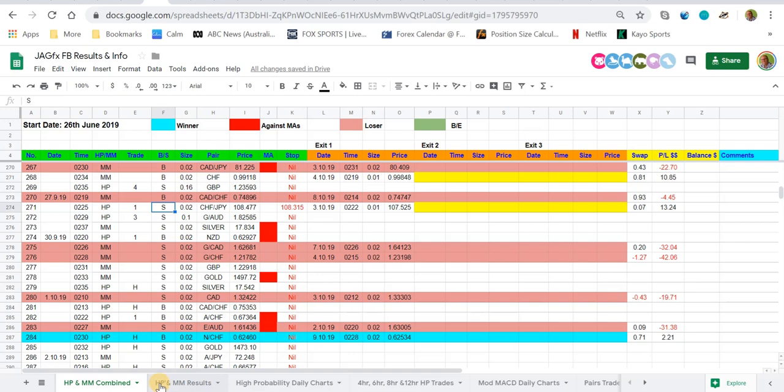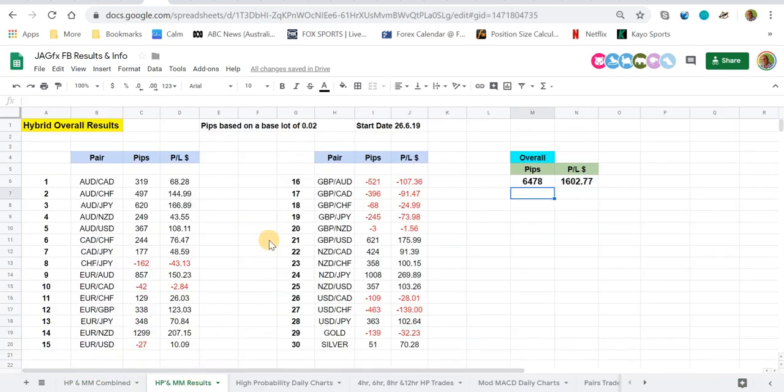We go across the HP and MM results, just a bit of a guide really, just shows you all the pairs I'm trading, the pips to date since I think 26th of June 2019, overall pips and overall profit loss in dollars, all based on 0.02 lot trades. The last 3 weeks have been sort of going sideways, really not getting any traction in profit.